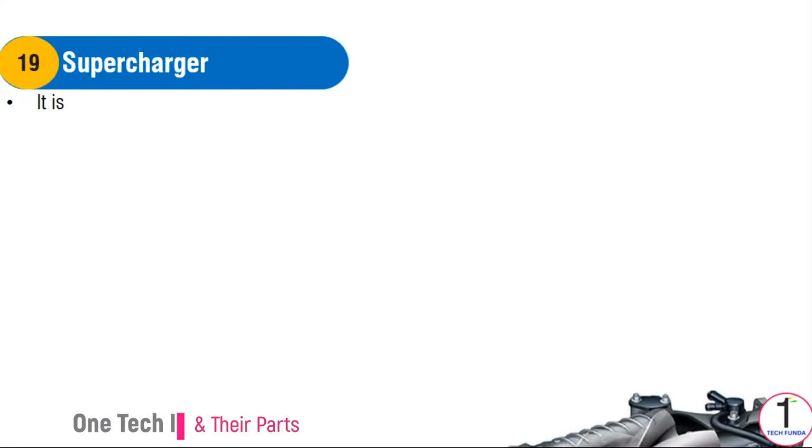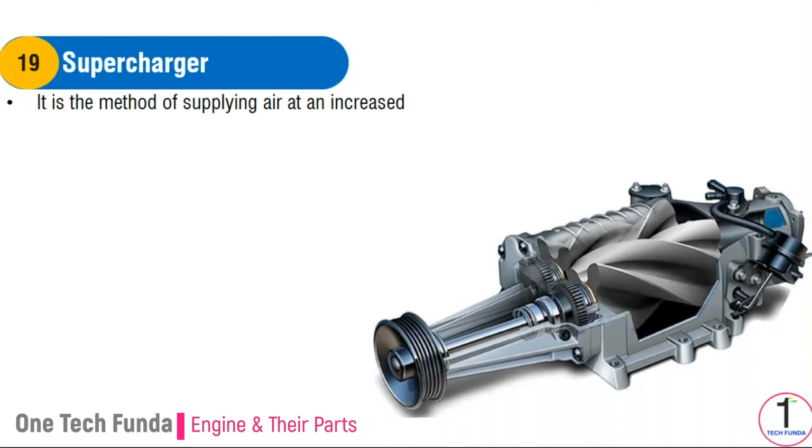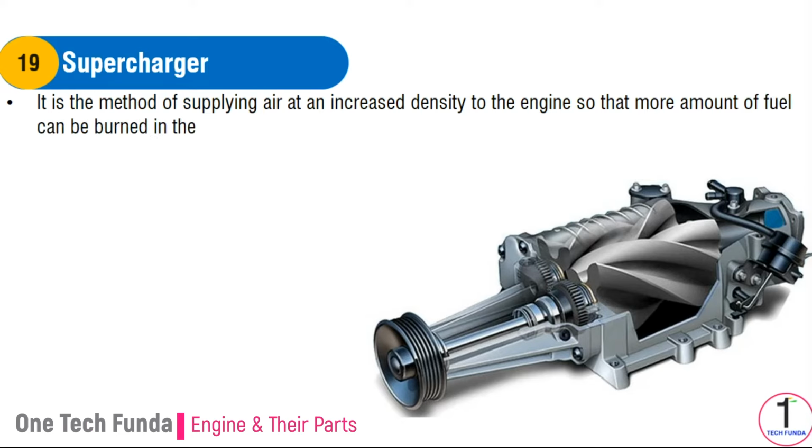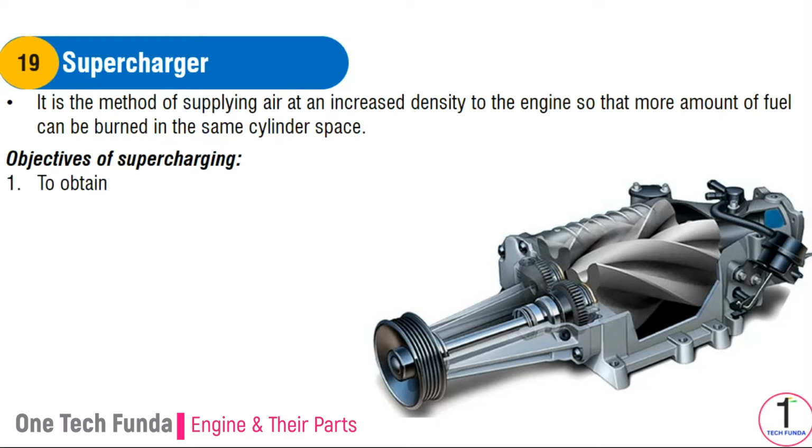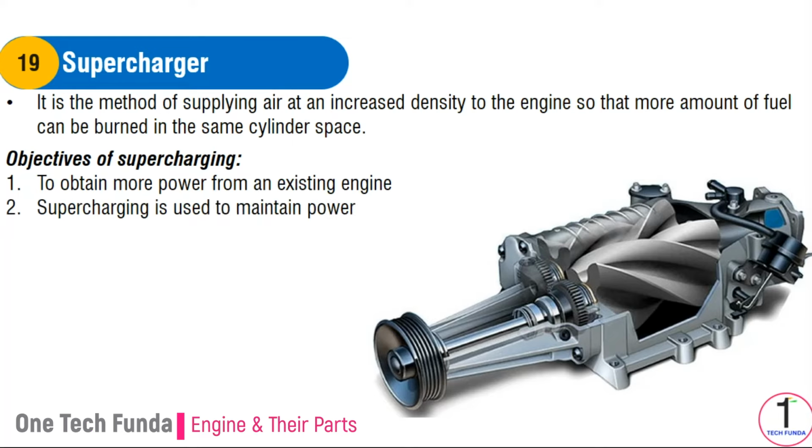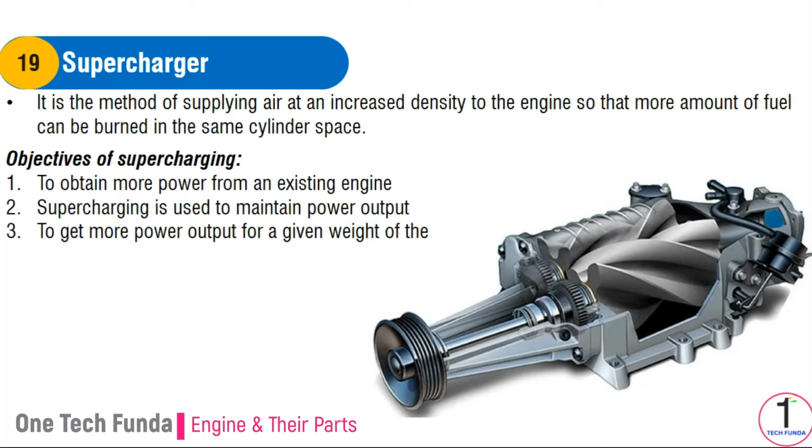Supercharger. It is the method of supplying air at an increased density to the engine so that more fuel can be burned in the same cylinder space. So supercharging is achieved by raising the pressure of the inlet air by means of a pressure boosting device called a supercharger. Objectives of supercharging. The main objectives of supercharging are: to obtain more power from an existing engine, to maintain power output, and to get more power output for a given weight of the engine.